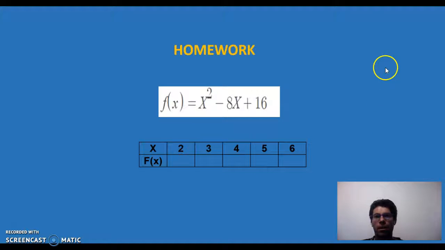So your homework is to tabulate and to sketch the graph of the function x squared minus 8x plus 16.